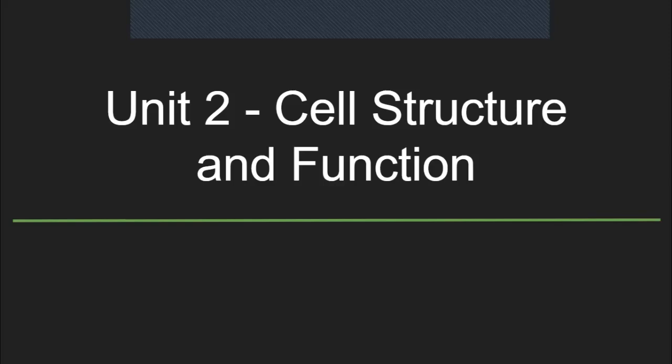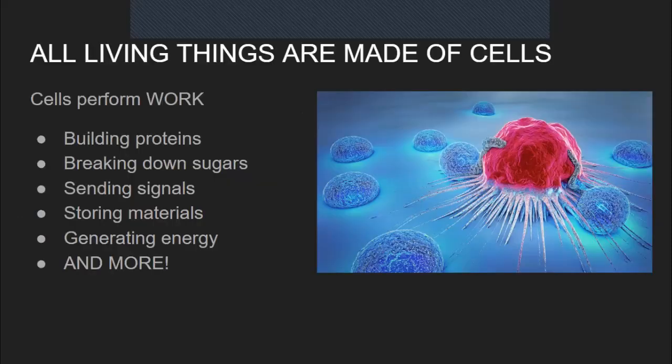Unit 2 is cell structure and function. So in this unit, you're going over everything about cells, what they're made of, how to tell different types of cells apart, the function of different organelles within those cells, and just everything that really starts you off with all of biology, because all living things are made of cells.